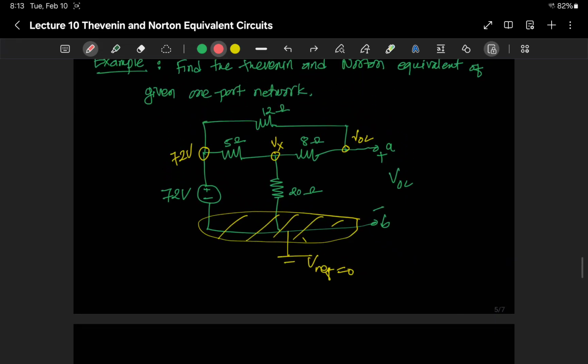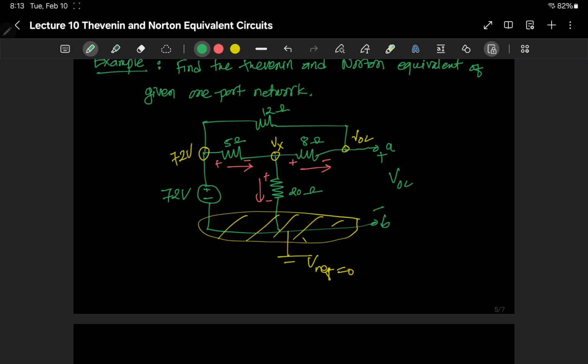So before that, we have to arbitrarily assign the current direction. That was our second step, right? So let's assign the current directions like this, and this. These are random directions, you can assign any way. And once you assign the current direction, use passive sign convention to write the polarity of the circuit.